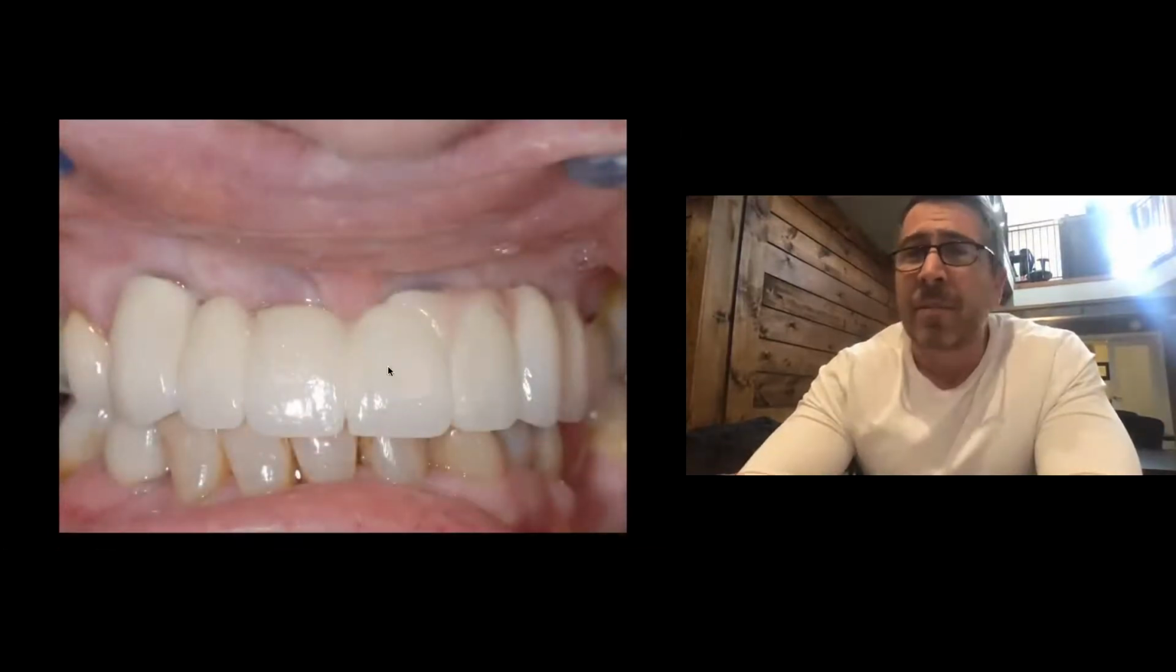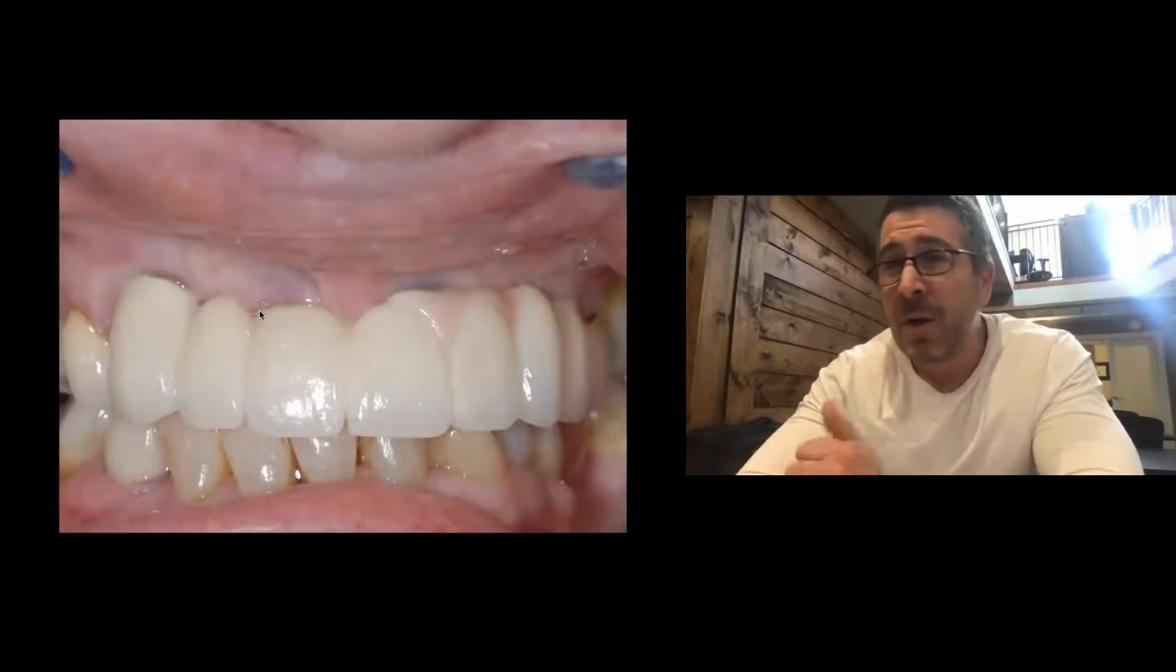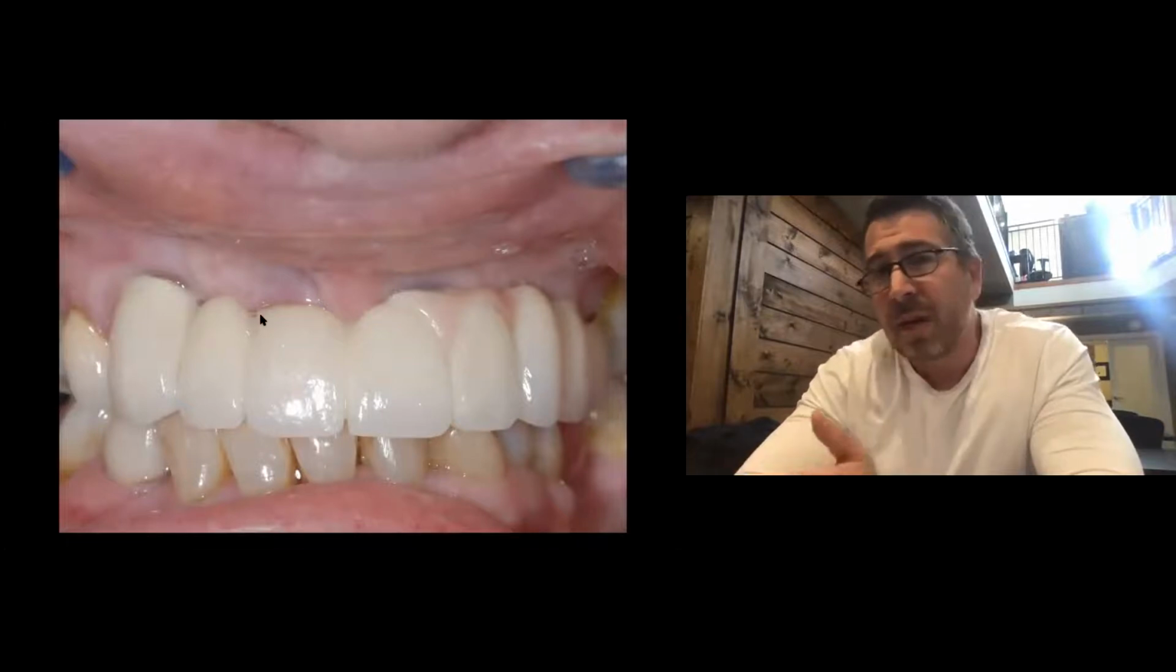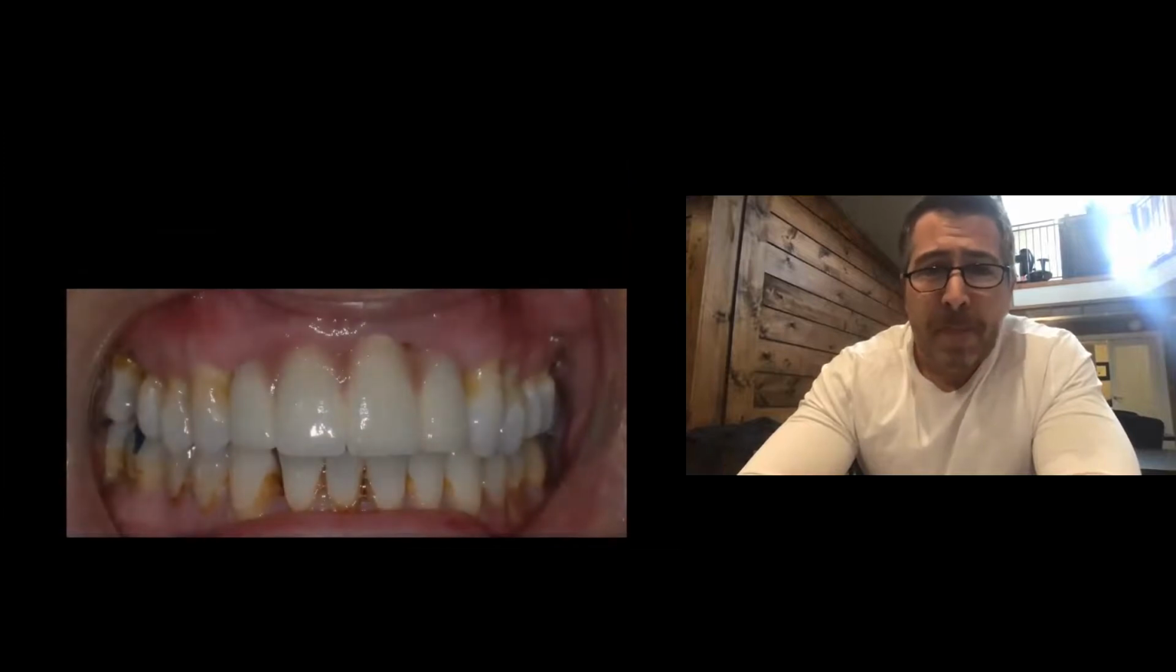So that's predictable that I'm going to get a result like this. There's a bit of a ridge lap on the left on the second quadrant. I've got long contact points. I don't have open embrasures, she didn't want open embrasures, and she didn't want pink porcelain in this area. So it translates to a long contact. It's pretty straightforward. These are just variations of the same thing.